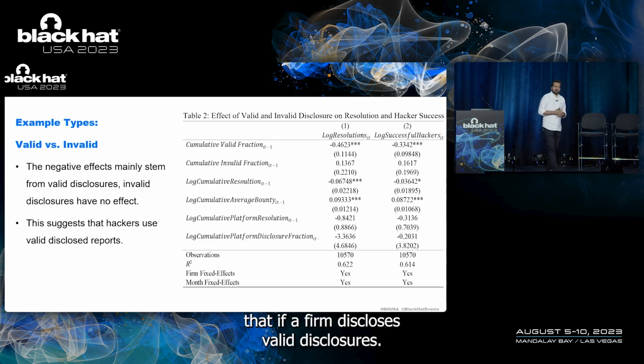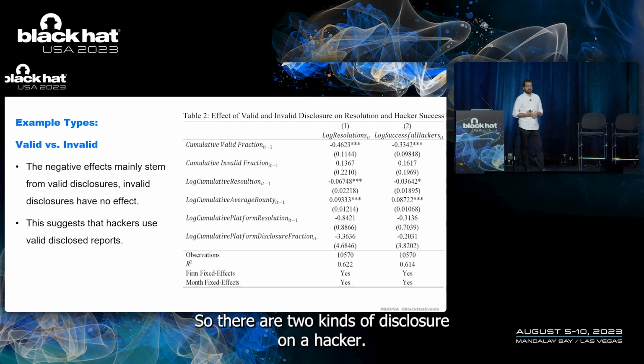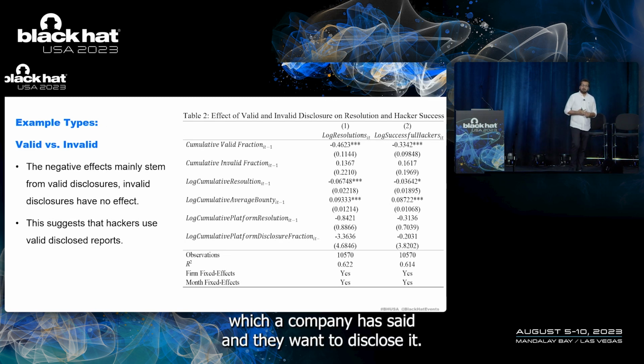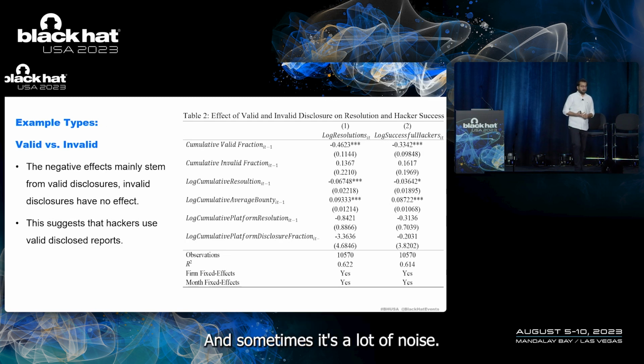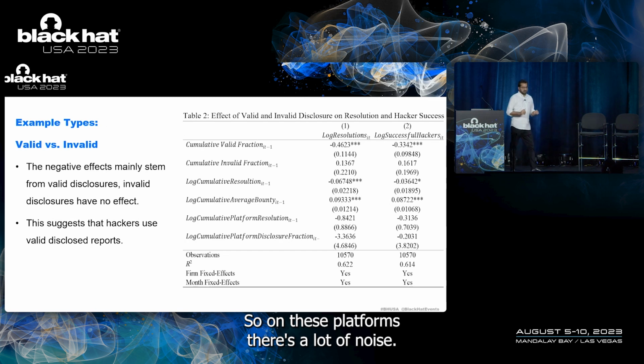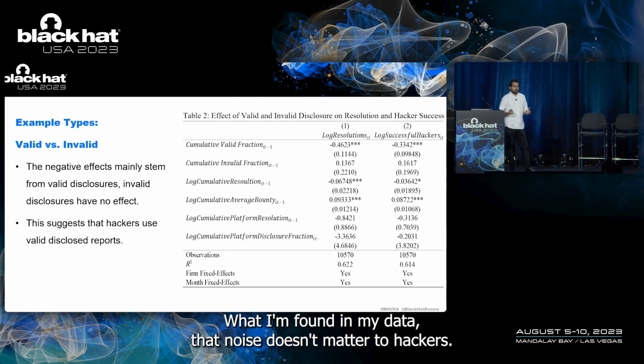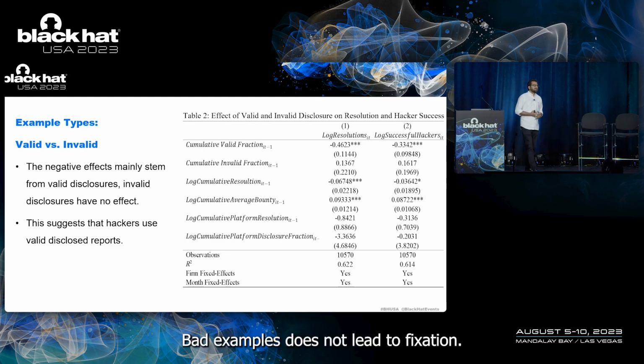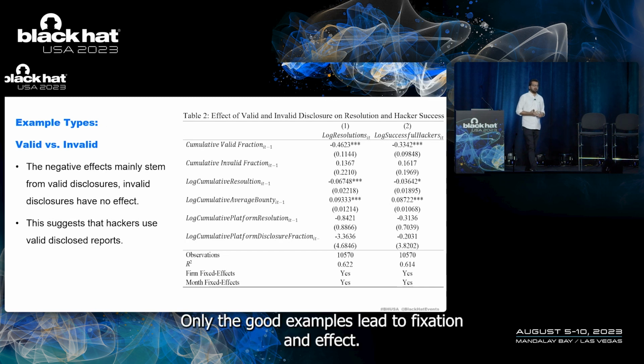And I found that there are two kinds of disclosure on HackerOne. You can mark a bug as valid or invalid. A valid bug is a real security issue which the company has fixed and wants to disclose. And sometimes it's a lot of noise. On these platforms, there's a lot of noise. What I found in my data is that noise doesn't matter to hackers. It does not create fixation, and theory supports that. Bad examples do not lead to fixation. Only the good examples lead to fixation and affect your mind.